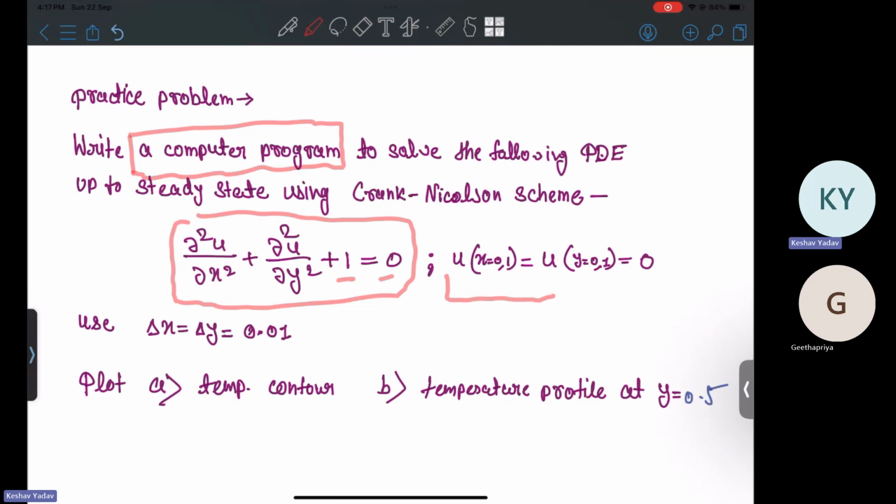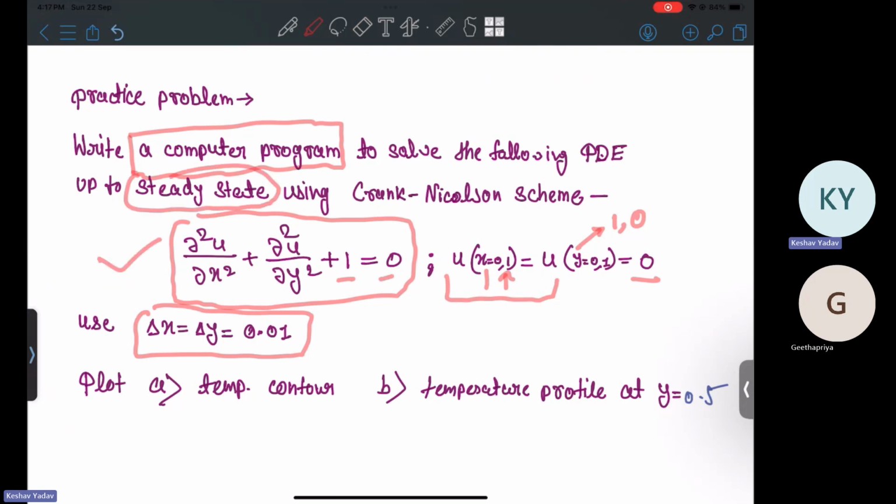We have the specified boundary conditions: u at x equal to 0 and u at x equal to 1 equal to 0. Similarly, u at y equal to 0 and y equal to 1 is 0. We will use delta x and delta y equal to 0.01, which means we'll consider 100 small steps here to solve this steady state problem.